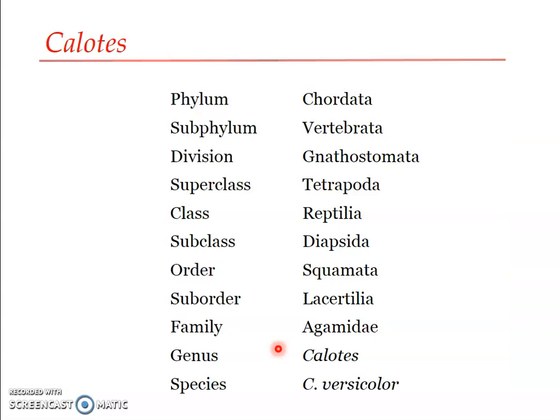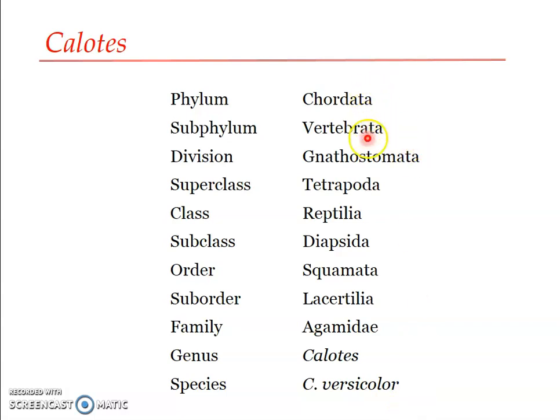Calotes, the systematic position: it belongs to the phylum Chordata, subphylum Vertebrata, division Gnathostomata, superclass Tetrapoda, class Reptilia, subclass Diapsida, order Squamata, suborder Lacertilia, family Agamidae, genus Calotes, and the species Calotes versicolor, the specific name being versicolor.